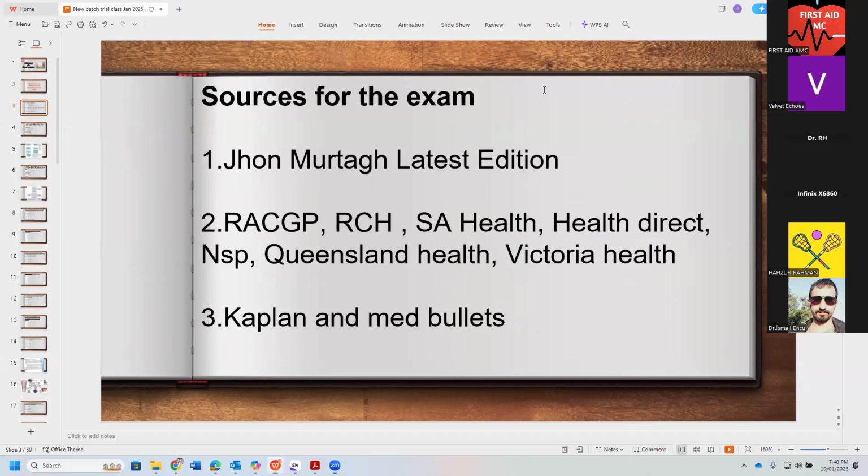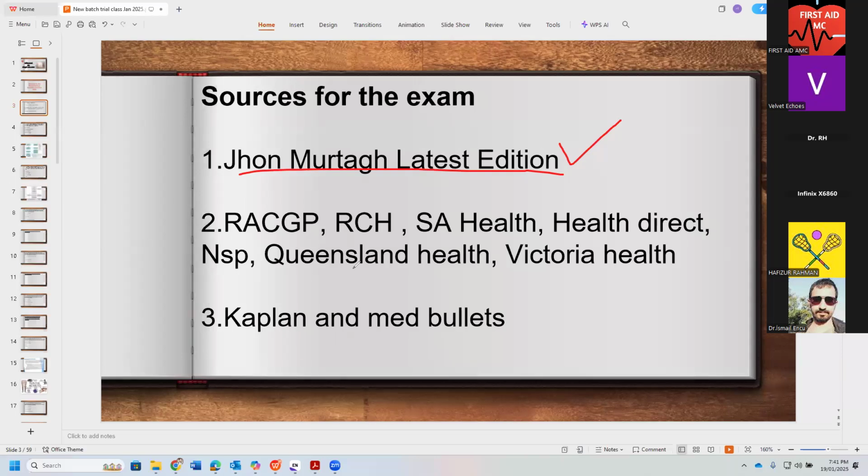These are the sources, as I discussed yesterday, that we use in our sample question solvation class. John Murtagh is a book with the latest edition. If you have John Murtagh, I think the latest edition is 9, then it's imperative. It's the basic book that you will study for making your basic knowledge well for passing the AMC MCQ exam.